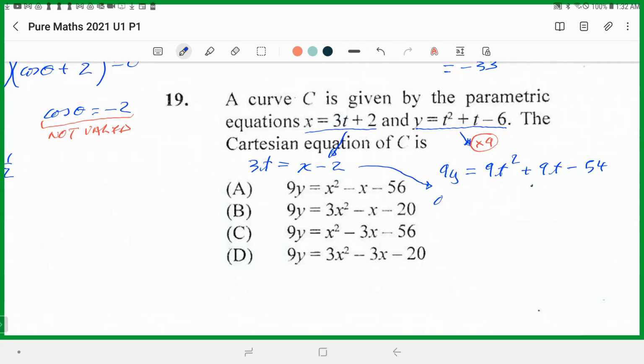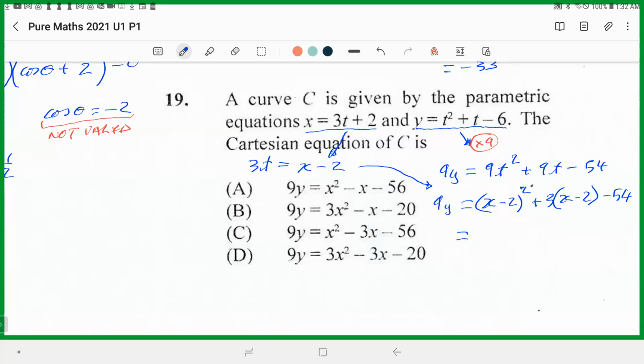I'll get my 9y equals. You see this? That's a 3t squared, so it becomes (x minus 2) squared. You see this now is 3 times 3t, because that's a 9t. So I'm going to put plus 3 times (x minus 2). That's 3 times 3t. And then subtract the 54. Just work down and see which one it is now.